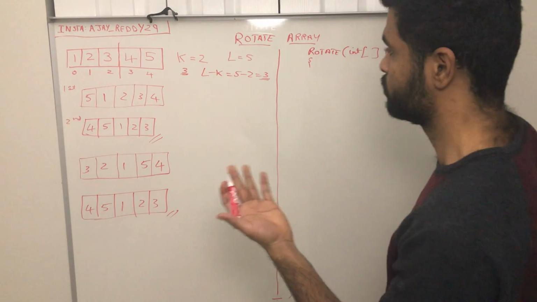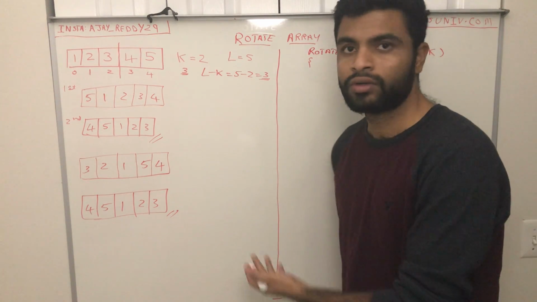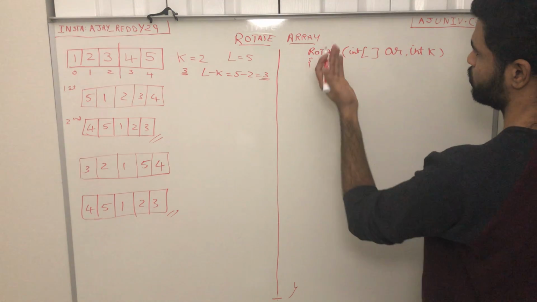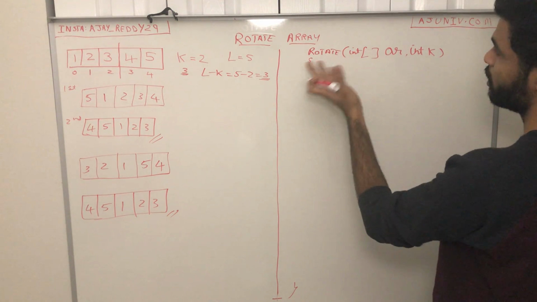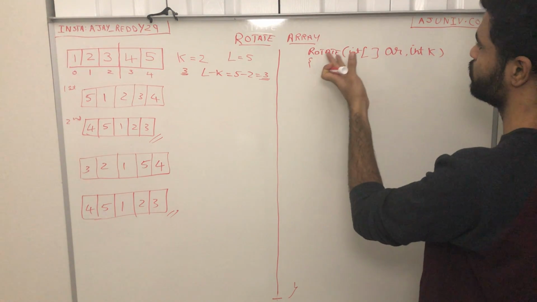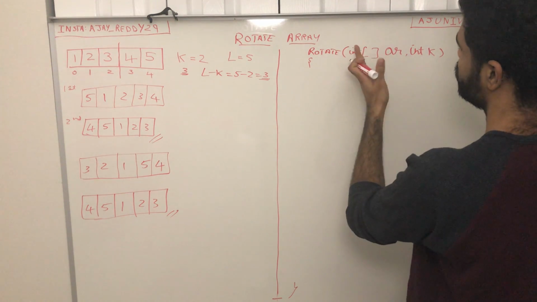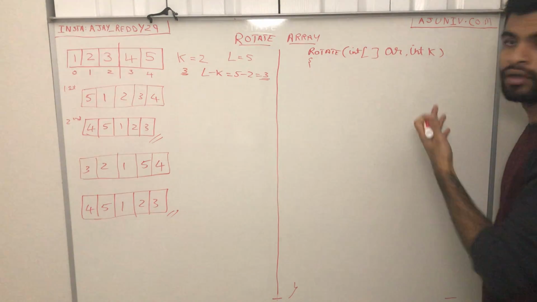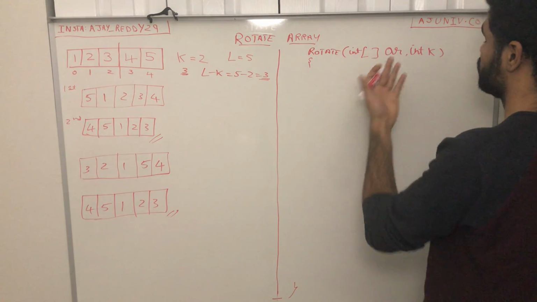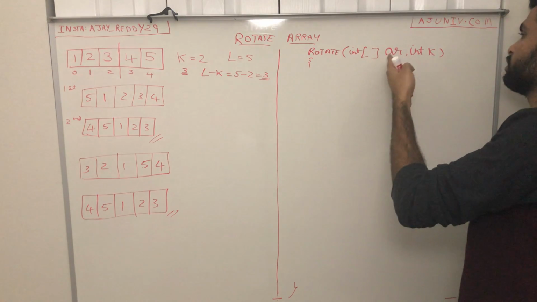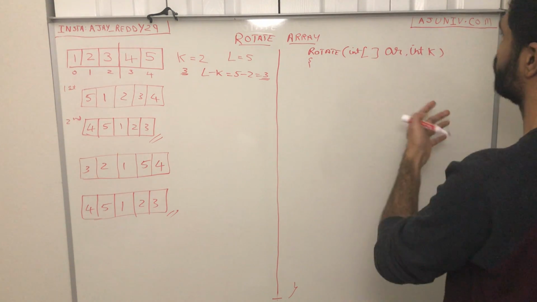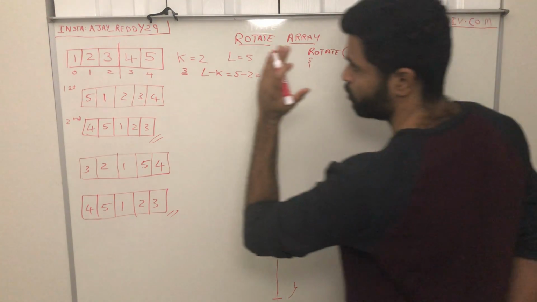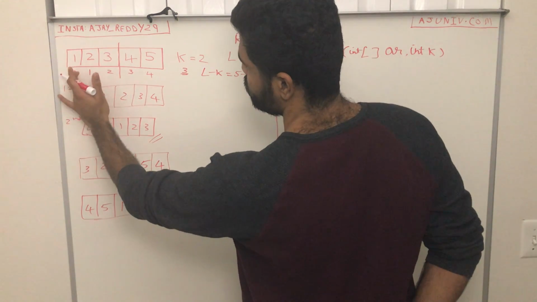So let's see how we can code this. I would write the function prototype as rotate, which takes 2 input parameters. One is the integer array and the second one is the integer k. And now you have to perform the first reverse operation, which is 0 to k.